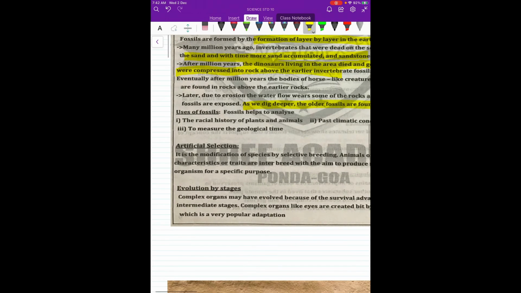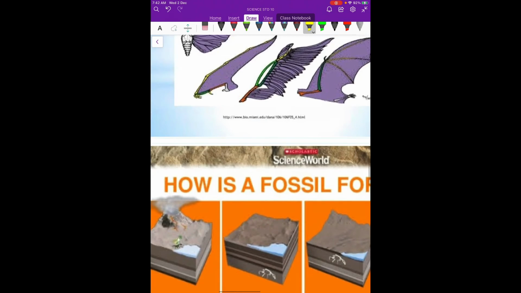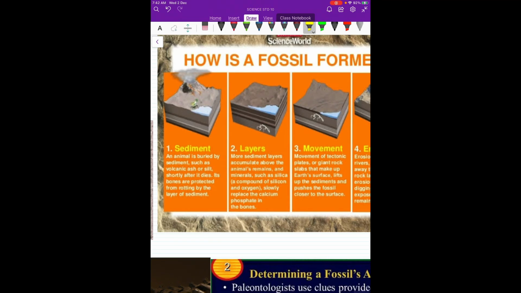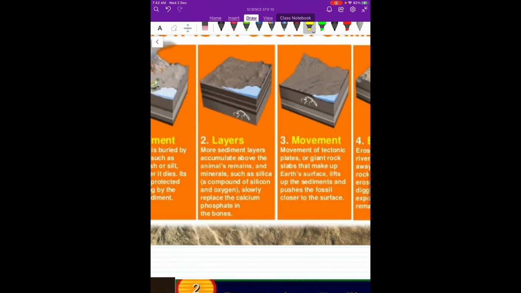Now the question comes, how do we know the age of a fossil, because it's millions of years? There are 2 ways. But first, this is how a fossil is formed. We'll just see this. So an animal is buried. This is the first step. Animal is buried, and volcanic ash, silt, whatever it is, due to different natural phenomena, accumulates over it, but its bones are protected from rotting by the layer of sediment.